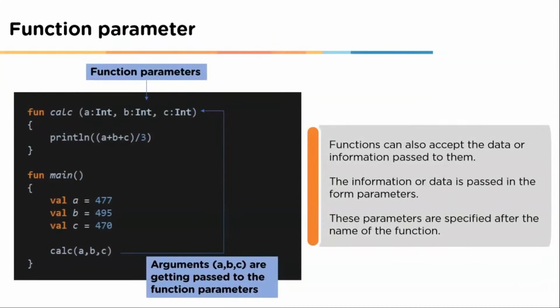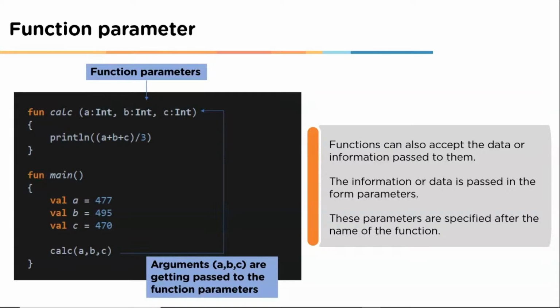Parameters can be defined as the information that is passed to the function. So basically, functions can accept the data or information passed to them. This information and data are passed in the form of parameters. After receiving the data, the function can easily use it to calculate or display as per the function definition. The parameters are specified after the name of the function and are mentioned inside parentheses, separated by commas. And we can easily pass as many parameters as we want.